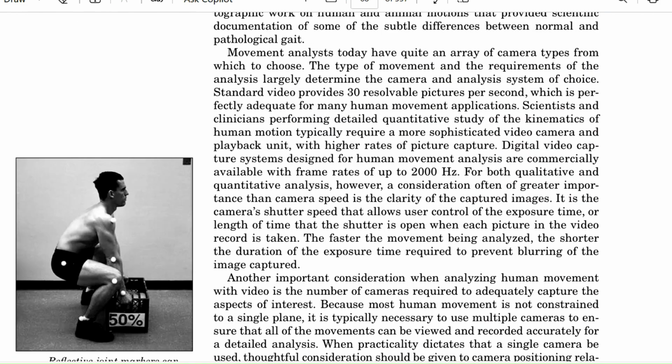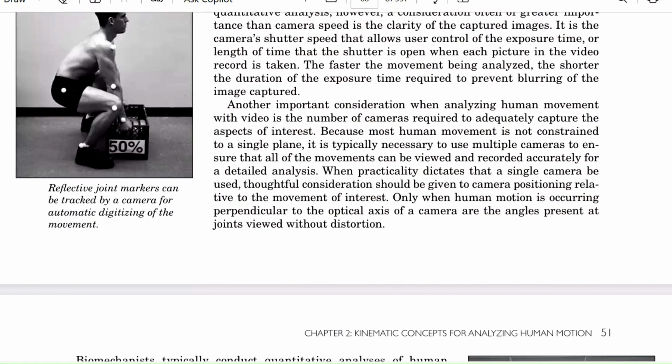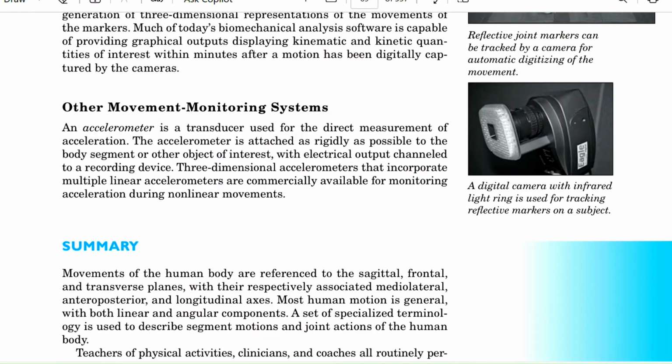We have discussed video and film, and the other movement monitoring systems, mainly accelerometers. So this is all for today.